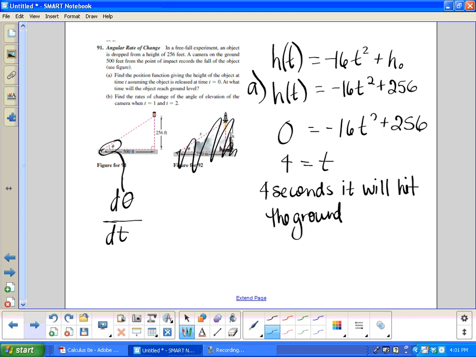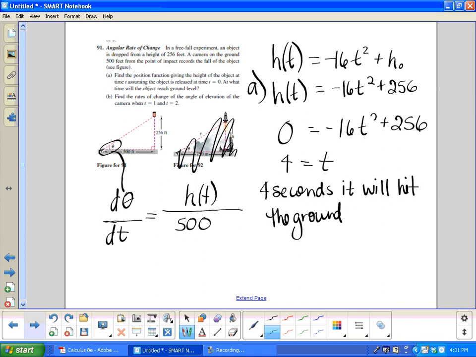And if I'm going to have anything to do with an angle, I'm going to have to use a trig function. So I think through my trig functions, and I look for the ones that involve the information that I know. It depends on how you look at it. My opposite is 256 and my adjacent is 500. So opposite and adjacent makes me think I'm going to use tangent. So tangent theta is going to be my height, and height is going to change depending on the time, so we'll write it as height in terms of time, divided by 500. The 500 is not going to change, so that's going to be a constant.